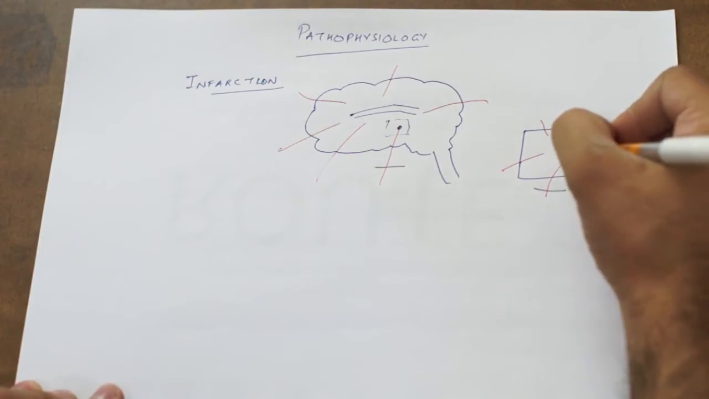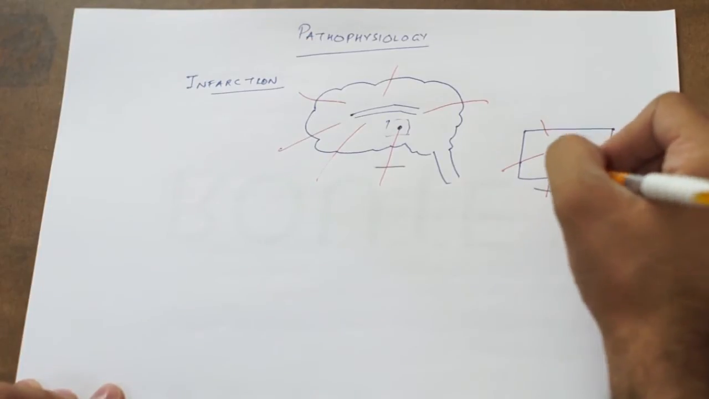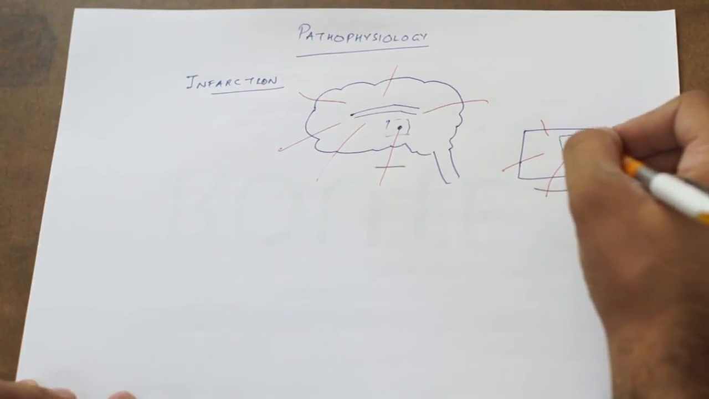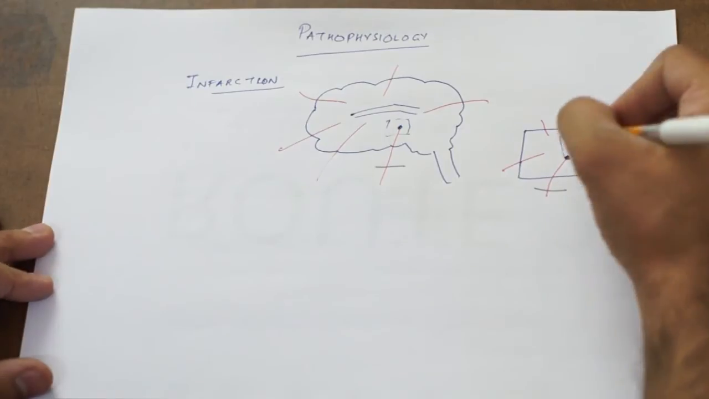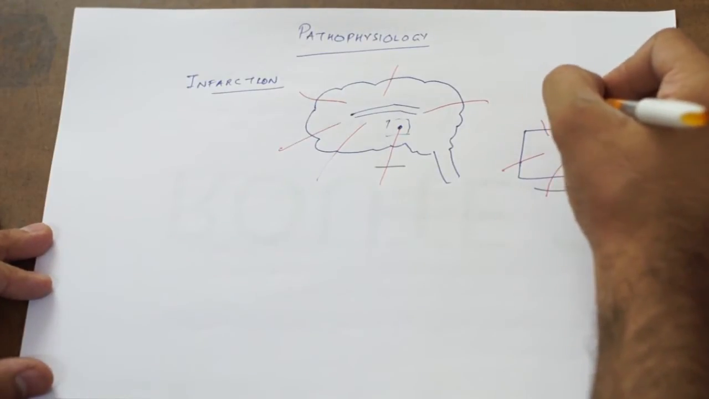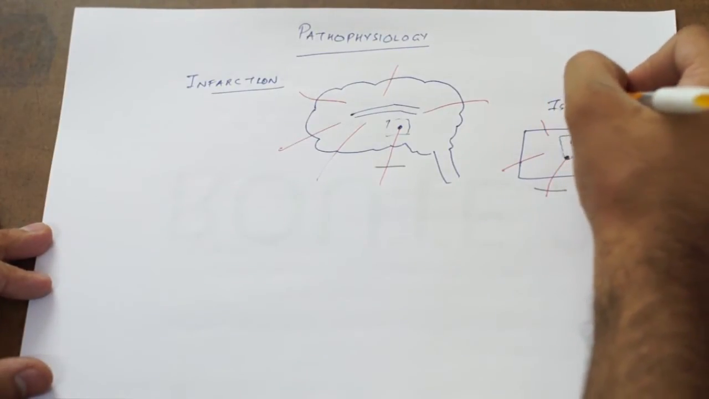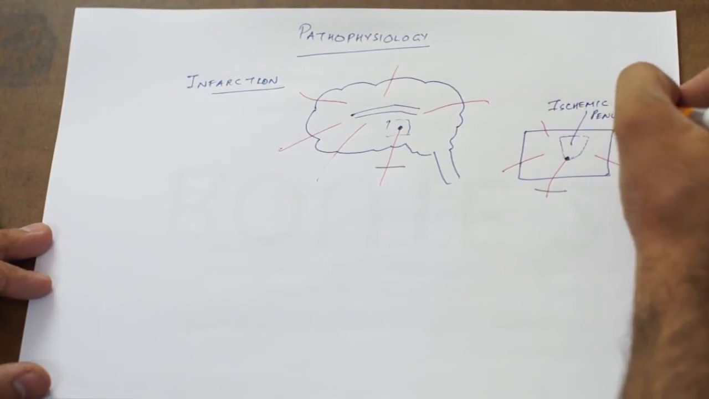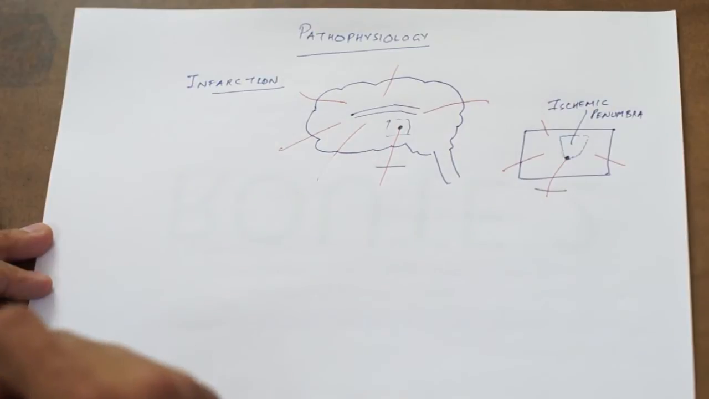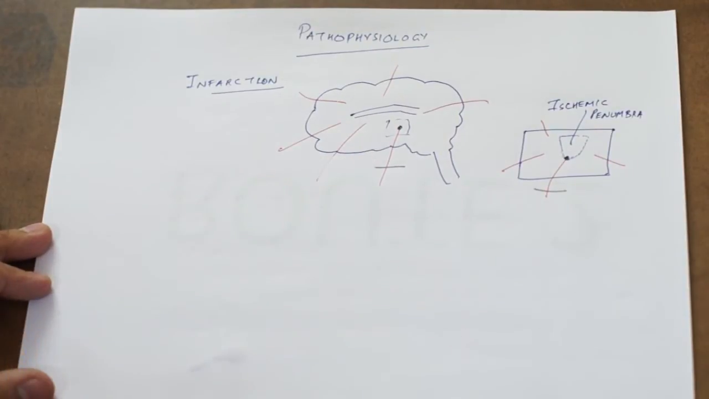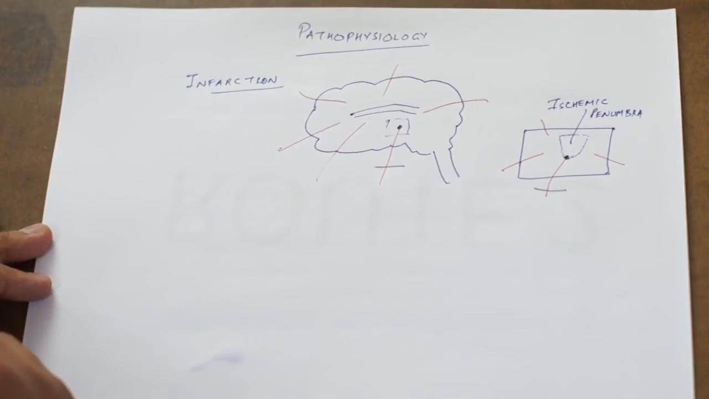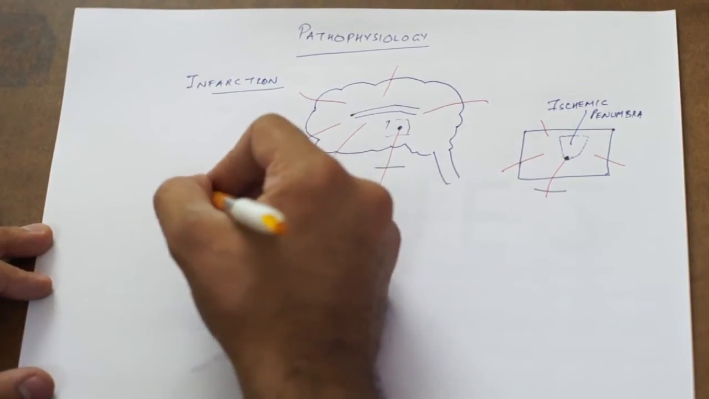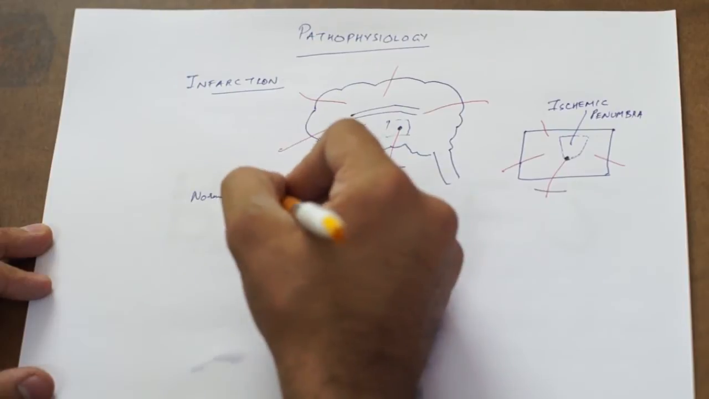Here we see a triangular area behind the area which has already died, and this area is known as ischemic penumbra. This is the area which has less blood supply as compared to before the vessel was blocked, but this area is at risk of dying, and this is the main area which we save by thrombolytic therapy or whatever measures we take, which we'll see in treatment.